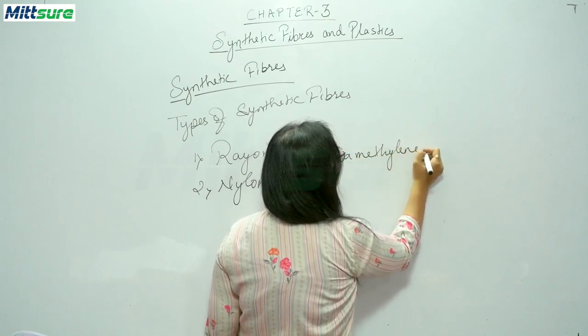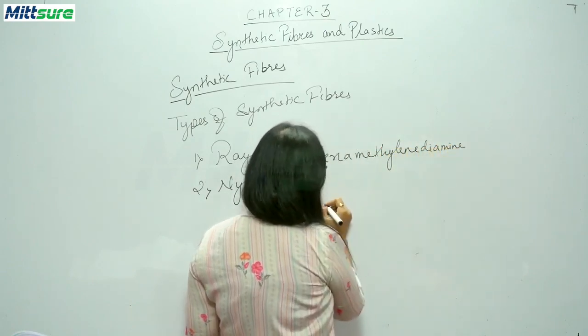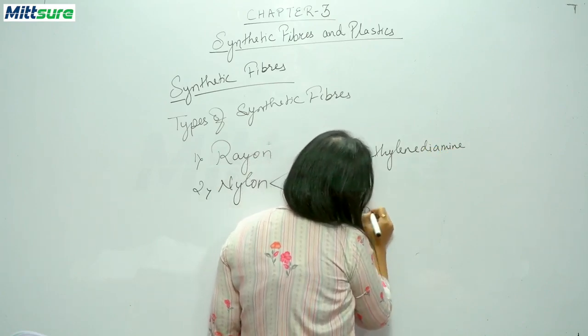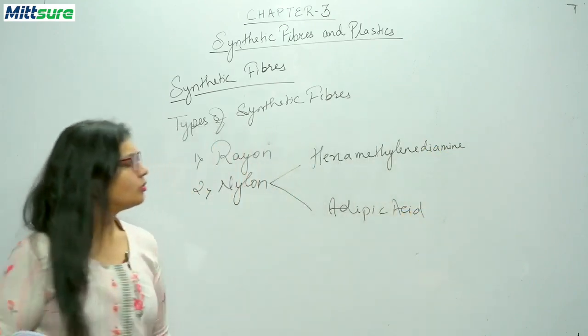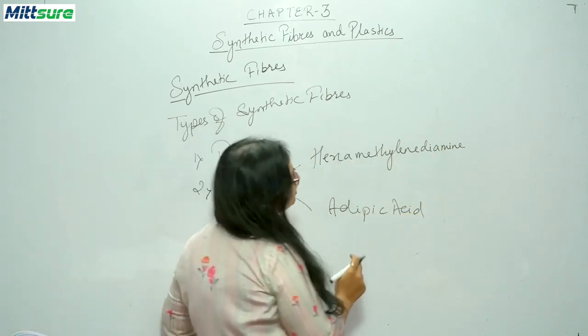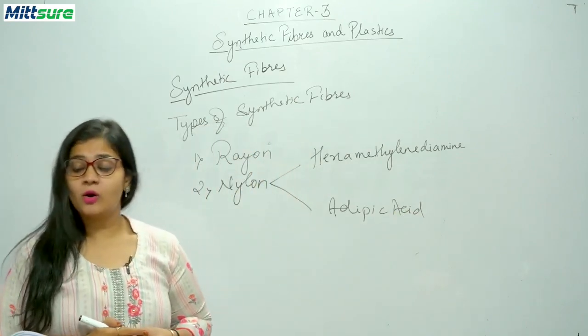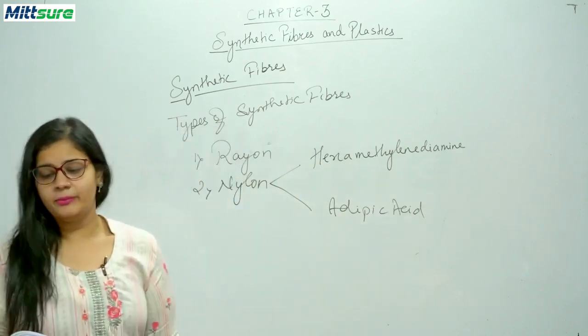hexamethylene diamine along with adipic acid. Okay, so these are the two. Okay, these are the two monomers from which nylon is created. That is adipic acid and the hexamethylene diamine.